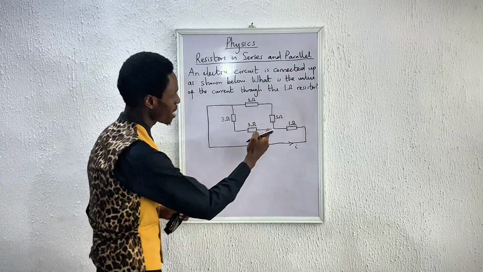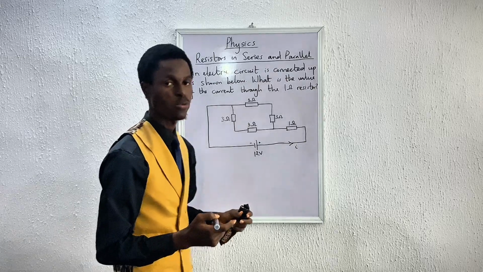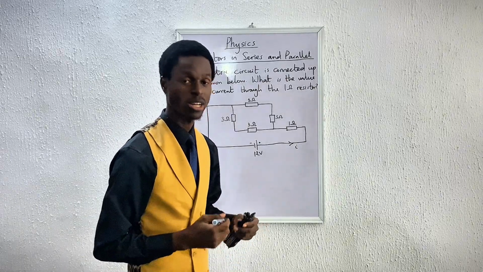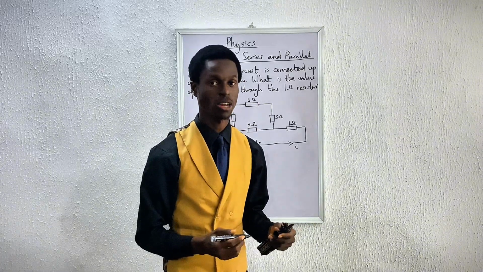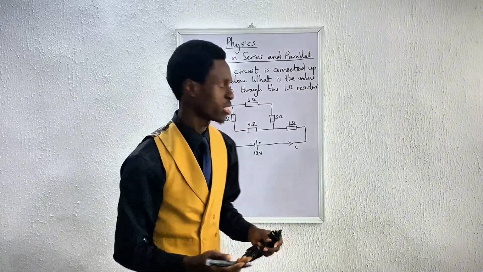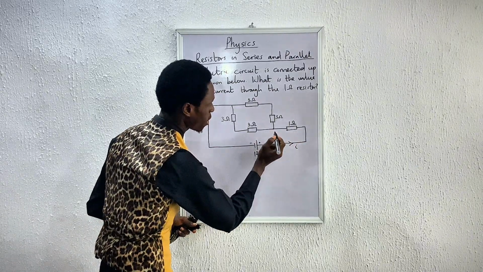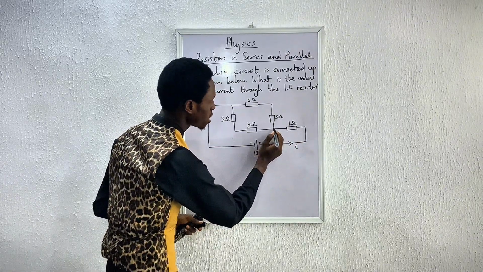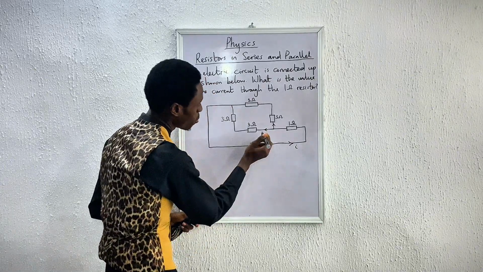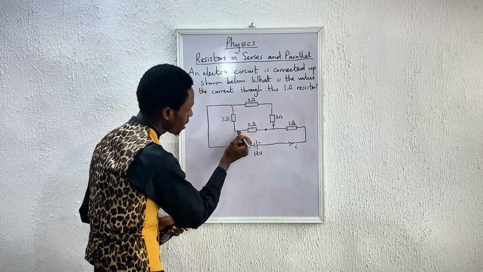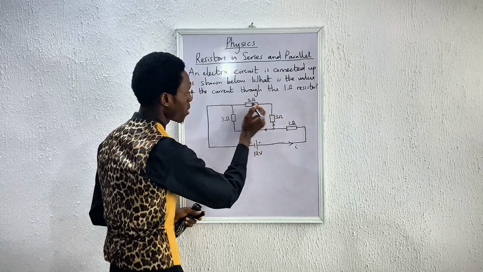But here we are looking at series and parallel connection of resistors. If resistors are connected in series, the same current flows through them. But if they are connected in parallel, there is shared current. Now, if you look at this 1 ohm resistor, when it gets to this particular junction, or node, the current will share into this way and this way. The same current flows into these two, and this same current flows into these two.